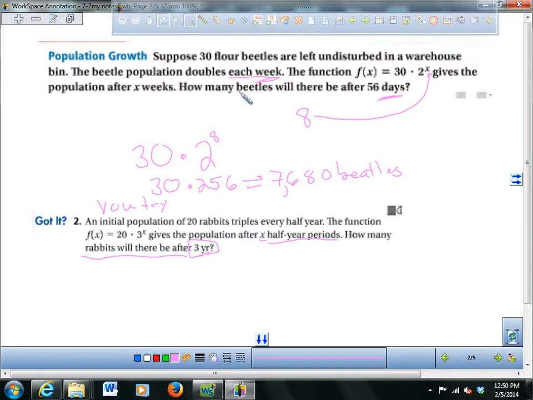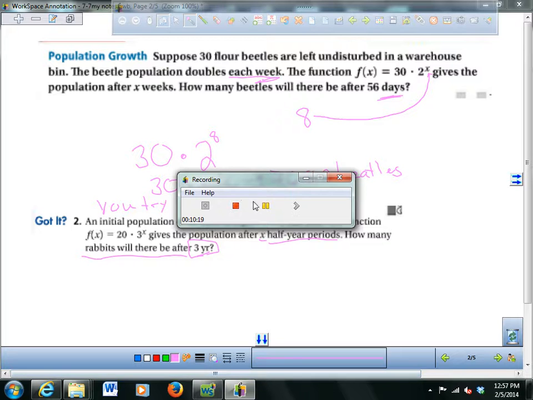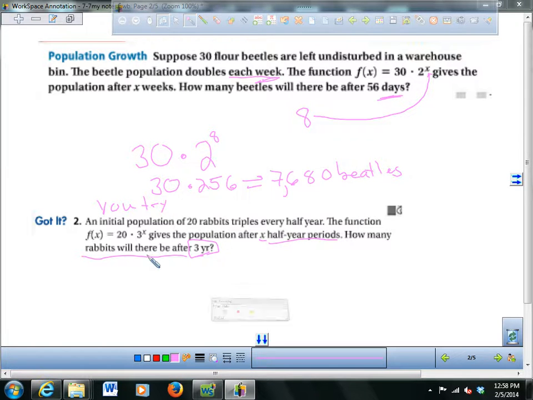And ready, go. Okay. And I think he was correct that it's 20 times 3 to the 6th power. So what I would do, since exponents go first, I would do 3 to the 6th first. And if you do this, say that again, Owen.